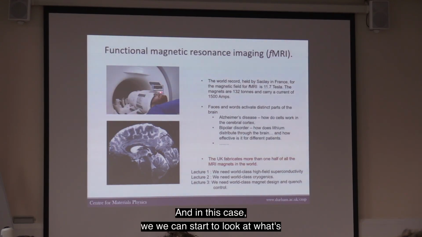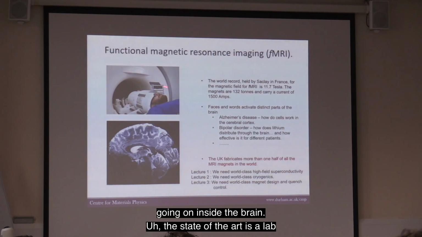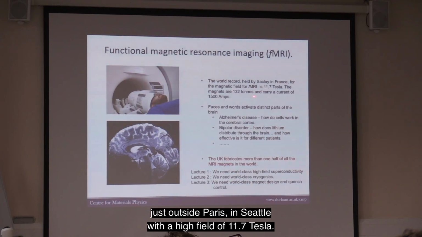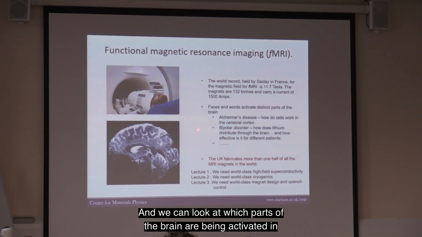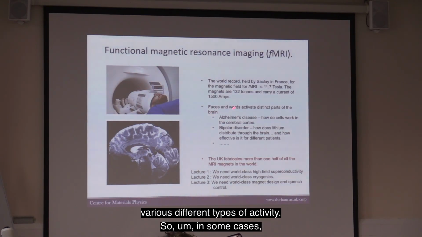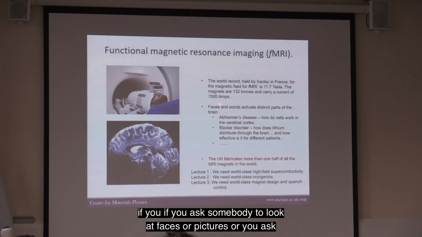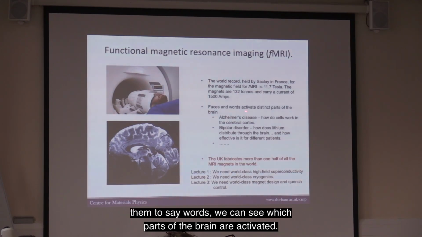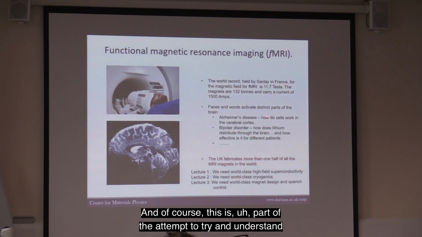And in this case, we can start to look at what's going on inside the brain. The state of the art is a lab just outside Paris in Saclay with a high field of 11.7 Tesla. And we can look at which parts of the brain are being activated in various different types of activity. So in some cases, if you ask somebody to look at faces or pictures, or you ask them to say words, we can see which parts of the brain are activated. And of course, this is part of the attempt to try and understand things like Alzheimer's disease or bipolar disorder and so on.